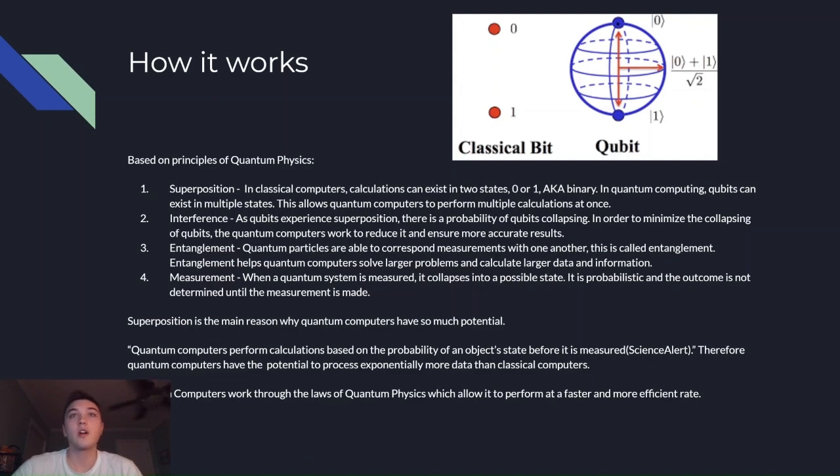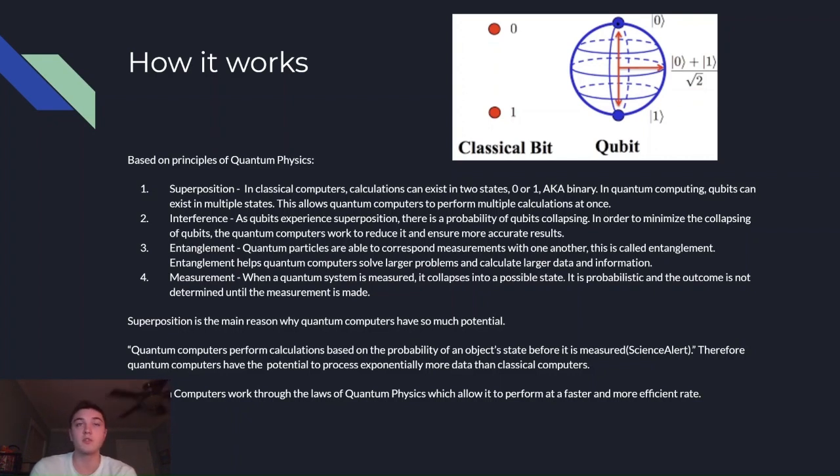So how does quantum computing work? Quantum computing works through principles of quantum physics. A few of these principles are superposition, interference, entanglement, and measurement. These are the four main principles behind quantum computing.